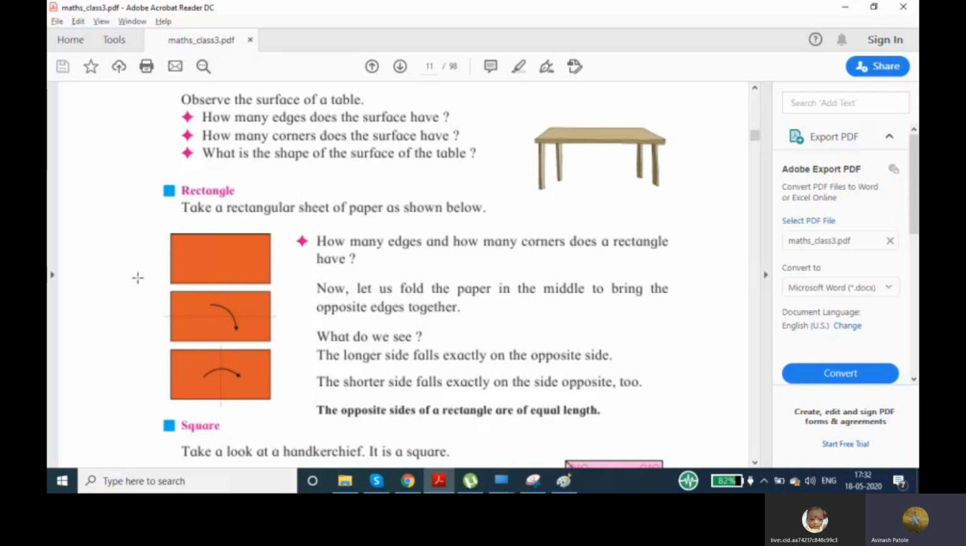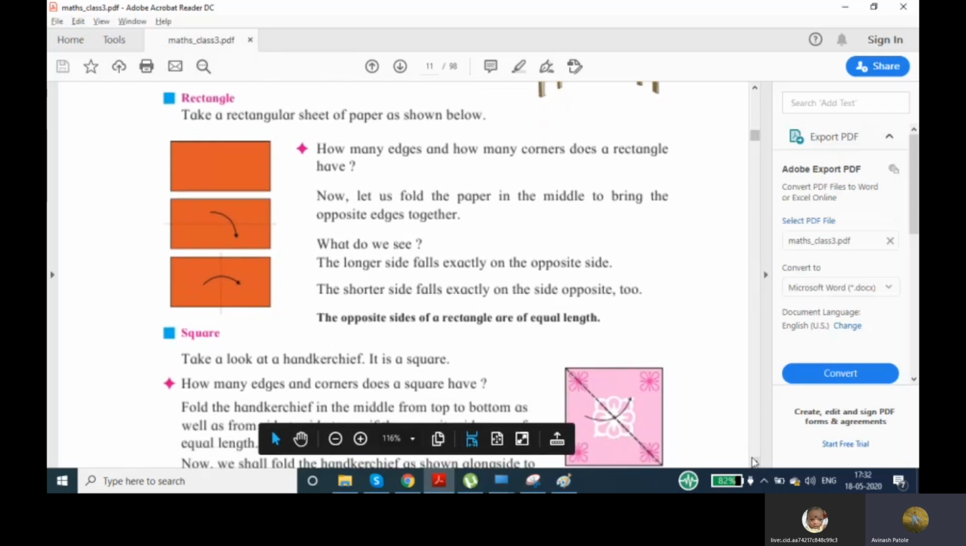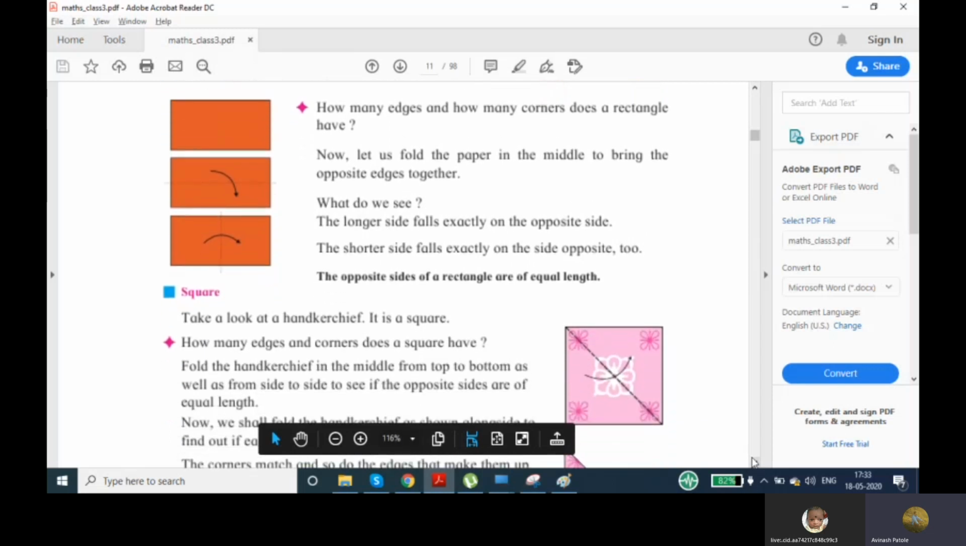Now let us fold the paper in the middle to bring the opposite edges together. So here you can see that they have folded the paper. So what do we see after folding the paper? The longer side falls exactly on the opposite longer side, and the shorter side falls exactly on the opposite shorter side. The opposite sides of a rectangle are equal in length.